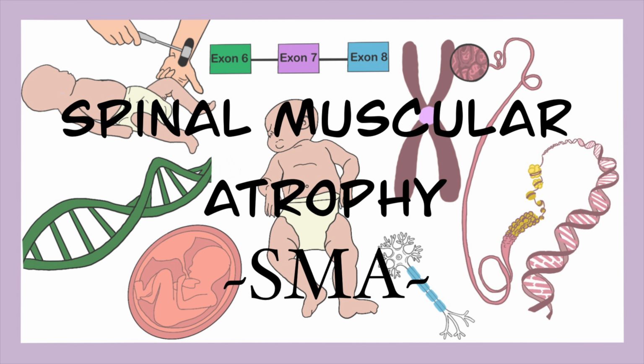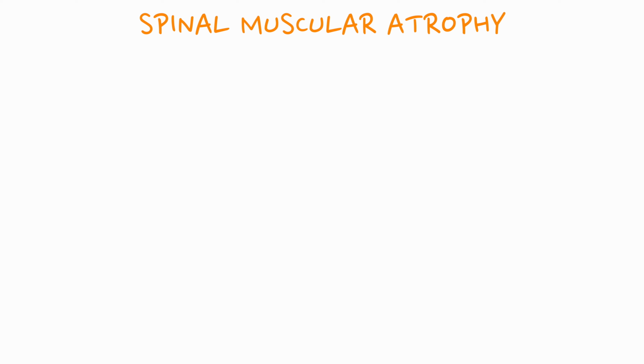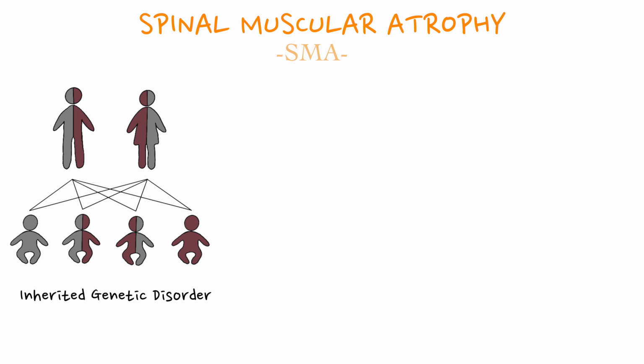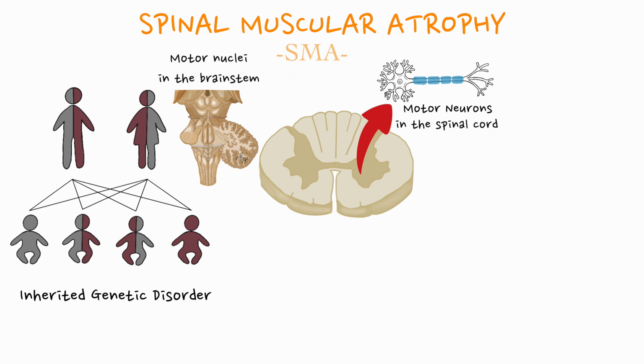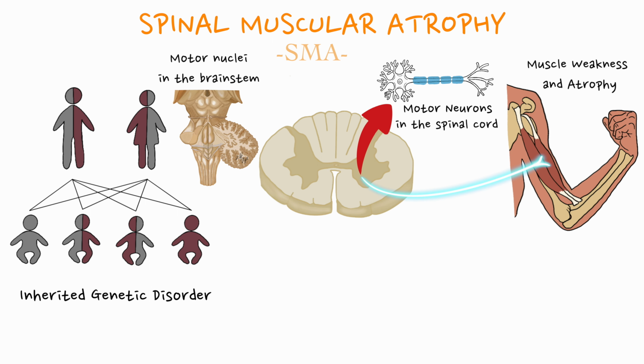In this video, I will talk about spinal muscular atrophy. Spinal muscular atrophy, or SMA, is an inherited genetic disorder that affects the motor neurons in the spinal cord and motor nuclei in the lower brainstem, leading to progressive muscle weakness and atrophy.